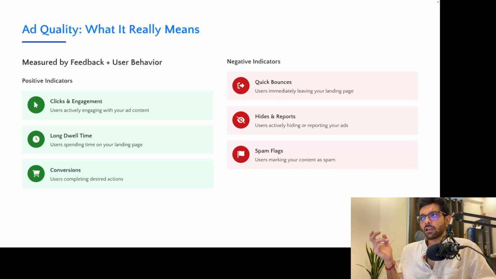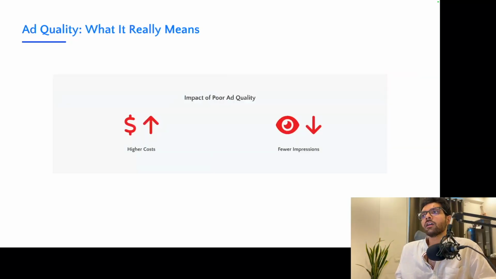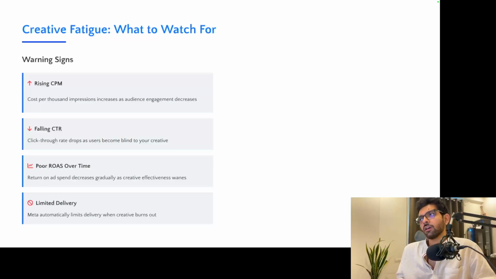Hides and reports. If anybody reports your ad, that is the worst signal you can possibly receive as an advertiser. Spam flags, right? These are the things that will give negative indicators. It may even block your ad, restrict your ad, and block your ad account, right? Now, the impact of poor quality is basically higher cost and fewer impressions. You will have to cover the poor quality of the ad with the cost that you pay in terms of the cost per thousand impressions, right?